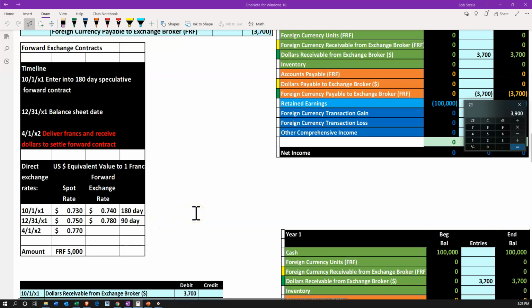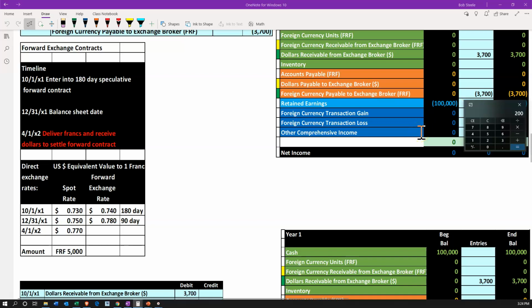If I take that minus the 3,700, we then have a $200 difference. That difference then being a loss. Why is it a loss? Because last time when we took out the contract, we said that 1 franc was worth $0.74. This time, 1 franc is worth $0.78. The franc has now gotten stronger, and we're going to be paying in francs, something that now has a greater value than it had when we took out the contract. And so that's a loss, right?